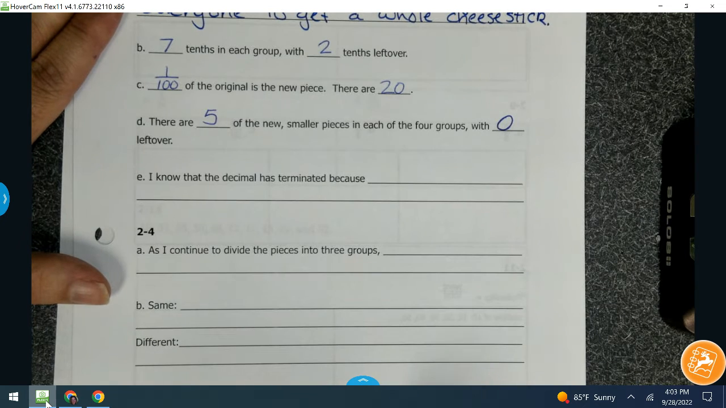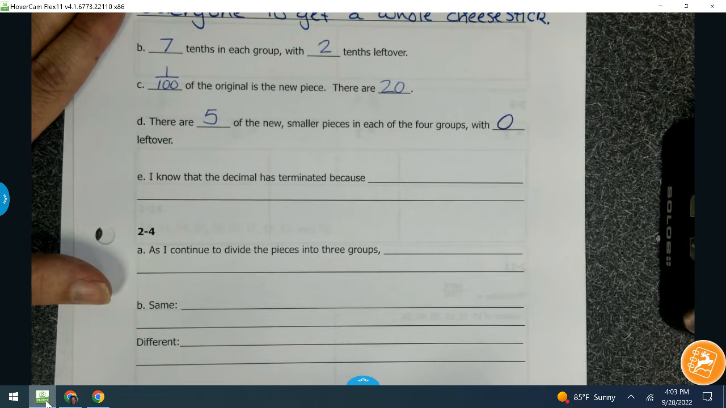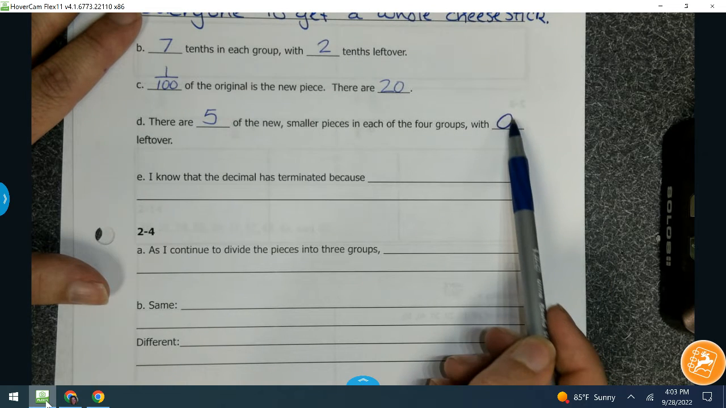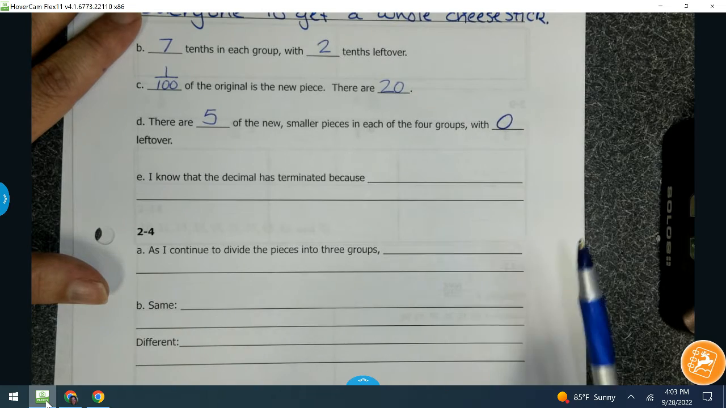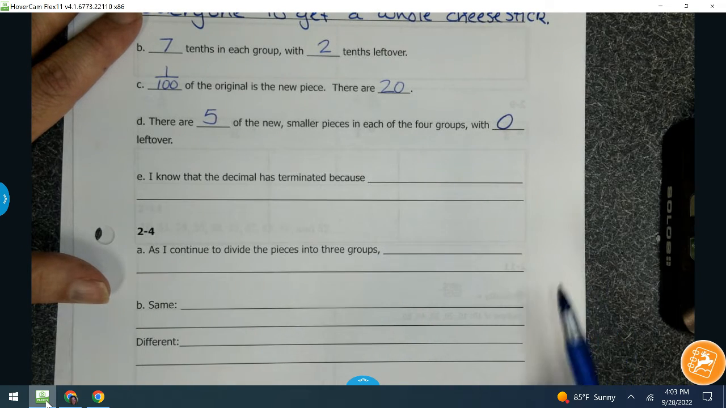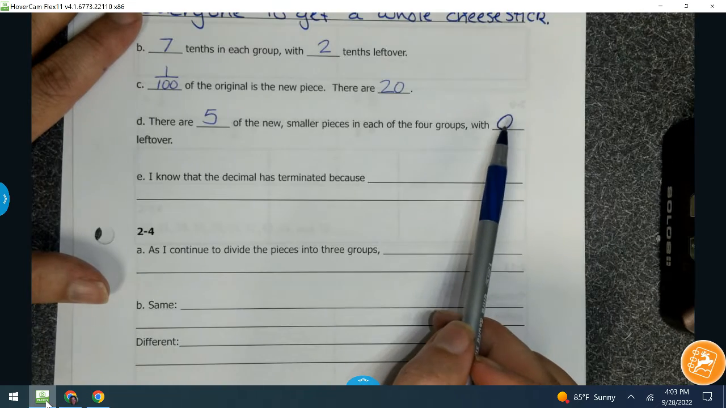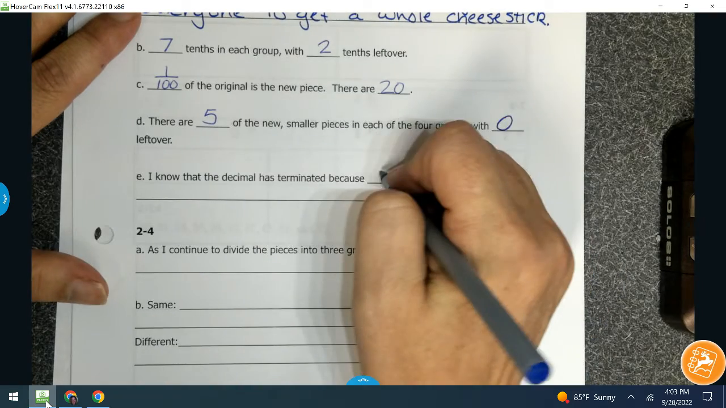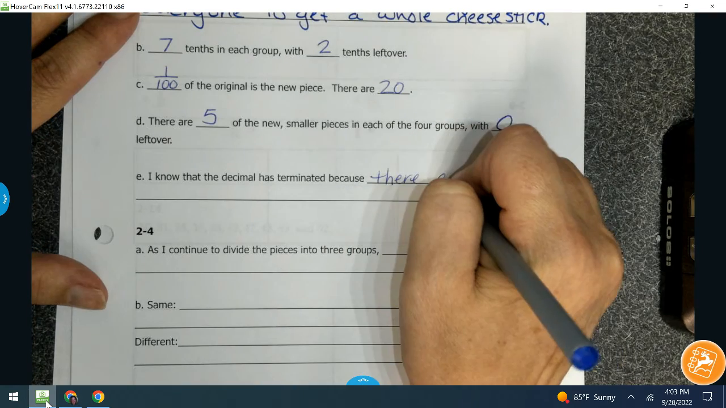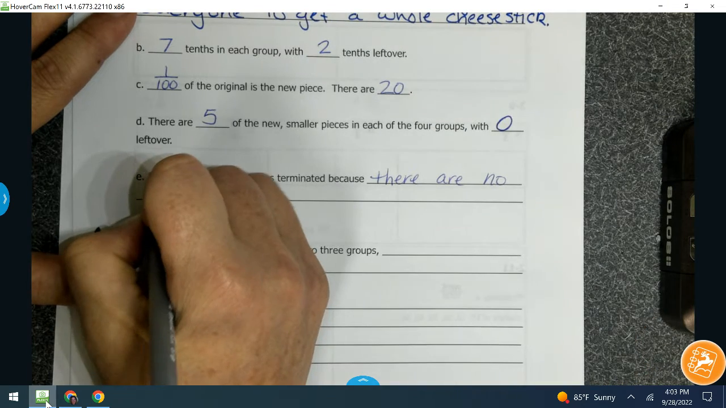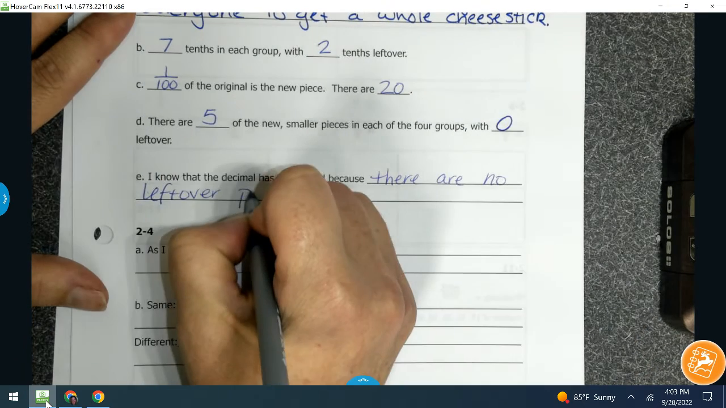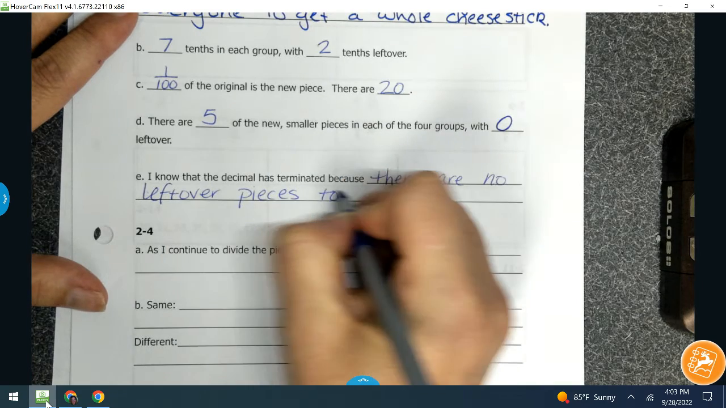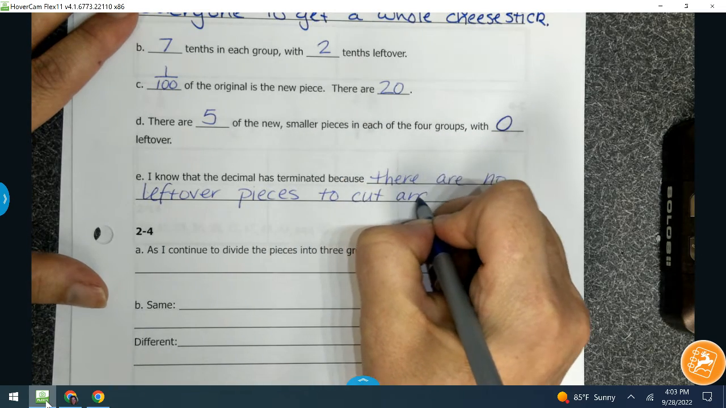How do we know that the decimal has terminated based on that diagram? How do we know that the decimal has stopped or terminated? Hopefully you know that that is because we had 0 leftover pieces. I can't divide up something that's now gone. So I can't cut those up into smaller pieces because I don't have anything to cut. So I know that the decimal is terminated because there are no leftover pieces to cut and divide.